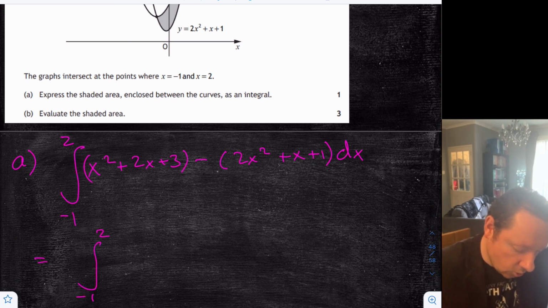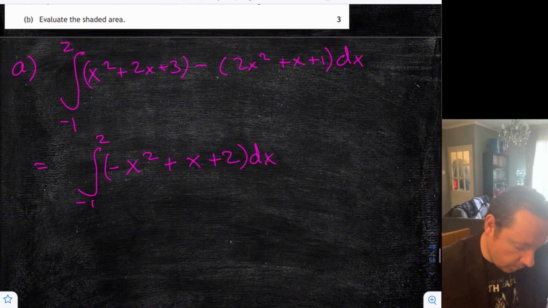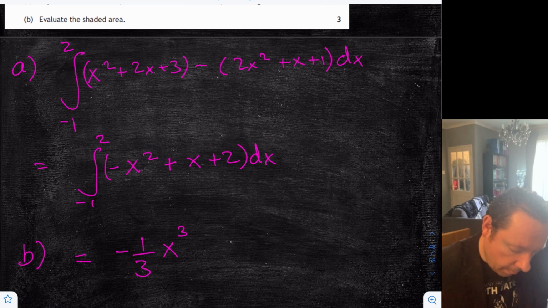Tidying that up, x squared minus 2x squared is minus x squared. 2x minus x is plus x. 3 minus 1 is 2, dx. So part A is done. Part B says calculate the shaded area. So work that out in other words. So for part B, our integral equals add 1 to the power, divide by the new power, plus x squared over 2 plus 2x, all between -1 and 2.